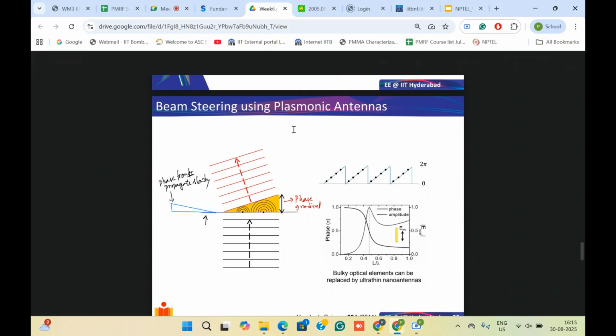So next is beam theory using plasmonic antennas. For example, we have a plane wave which is incident on a surface or an interface, and we want to bend it at a particular angle. So how can we realize that?